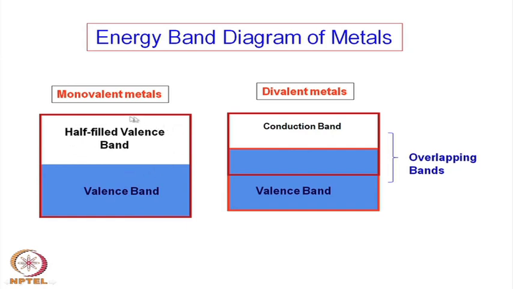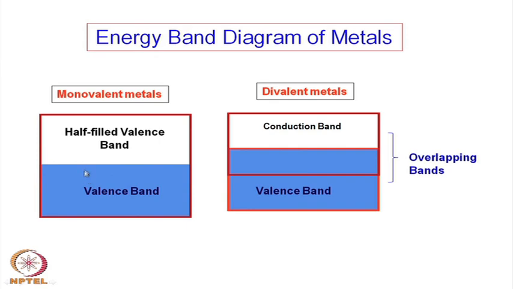This situation is called a half filled valency band. That means within the band, you do not have to go to the other bands, you do not have to go to the conduction band or a higher level of bands, even if it is there. Within the band, there are enough vacancies where the electron can move under the application of an electric field. So, this is the situation at a particular temperature.